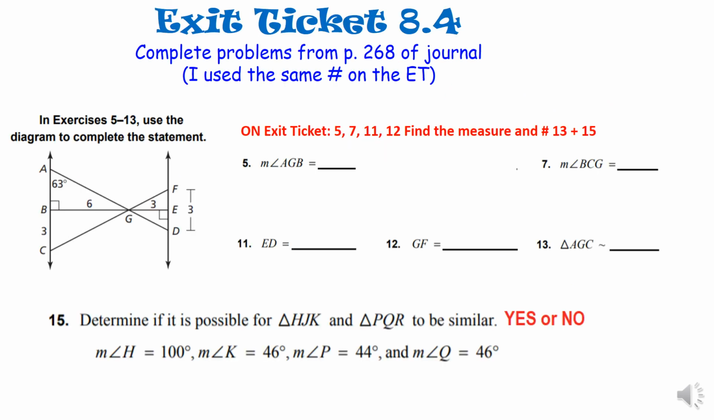Okay, so here is your exit ticket. I'm going to use these numbers on the exit ticket, so you don't have to worry about figuring out what numbers they are. It'll say, number 5, find the measure of angle AGB. So just use these numbers so there's little confusion. I took these out of your journal, so you can work them out there and put your answers on the slide.